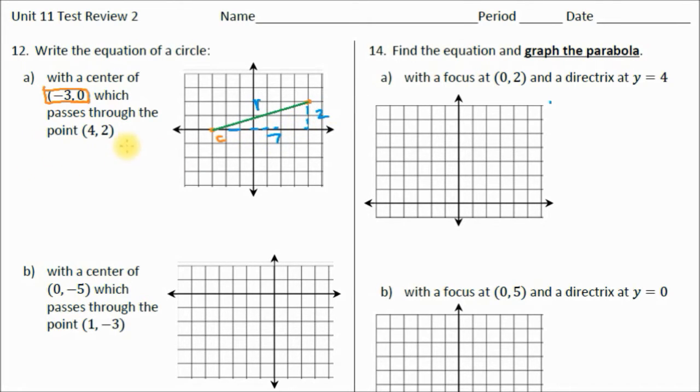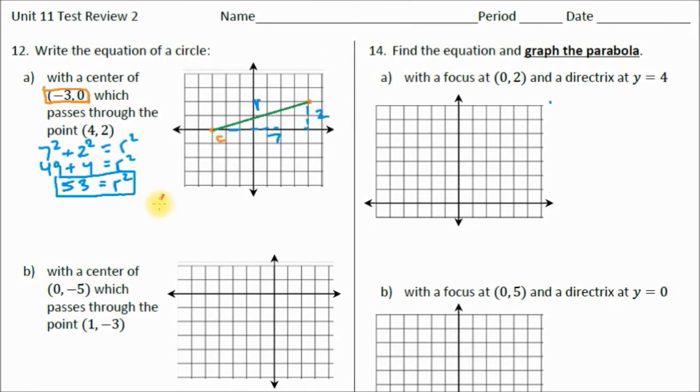So to find the radius, let's use the Pythagorean Theorem. We've got 7 squared plus 2 squared equals the radius squared. That's 49 plus 4 equals the radius squared. This is 53 equals the radius squared. Now class, technically we can stop right there because we know that in our equation we are using r squared.